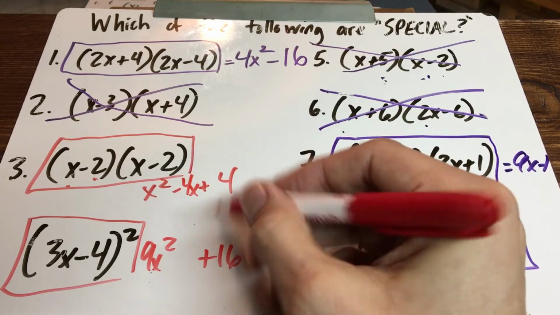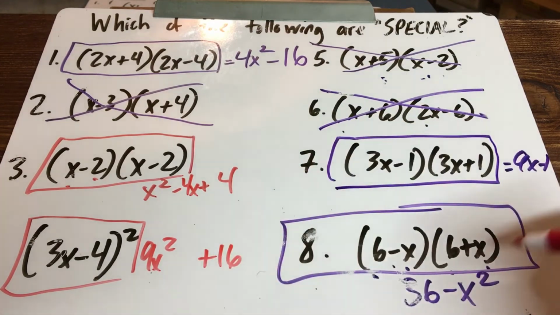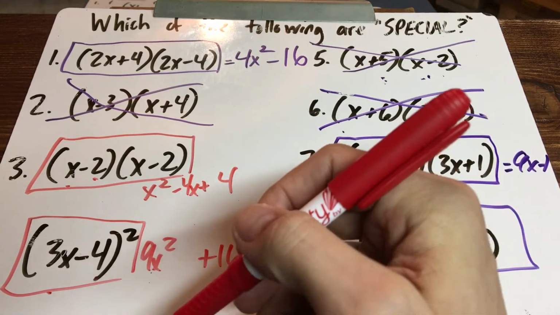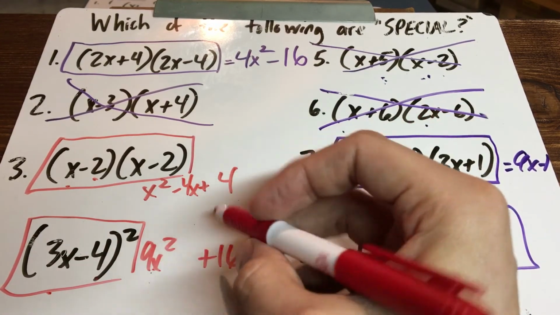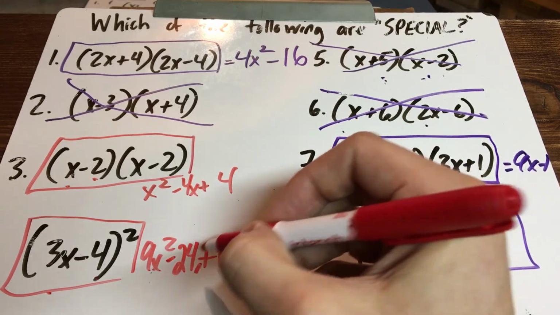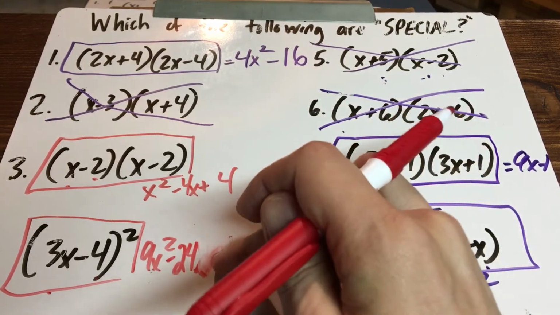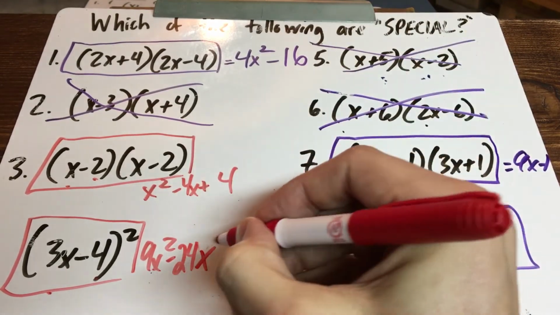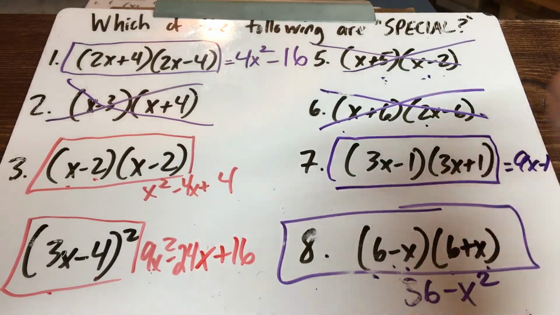You see how these always end in a plus, and the other ones always end in a minus? And then I would have to do that middle term. 3x times negative 4, that would be negative 12x. And then I have to double that. Negative 12, if I doubled it, would give me negative 24x's. My marker is running out of room there. Here we go. Negative 24x plus 16.